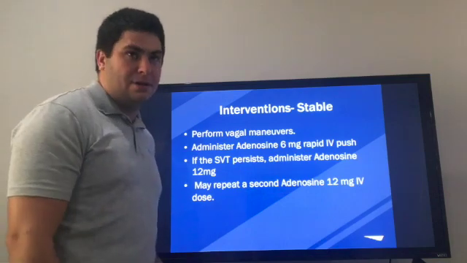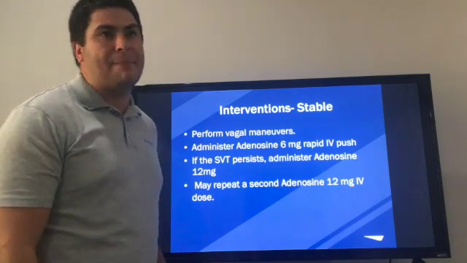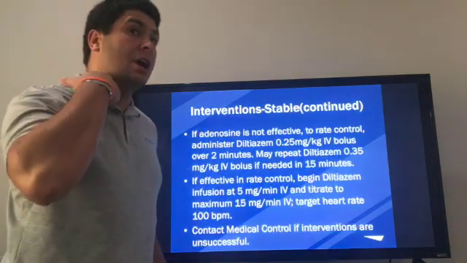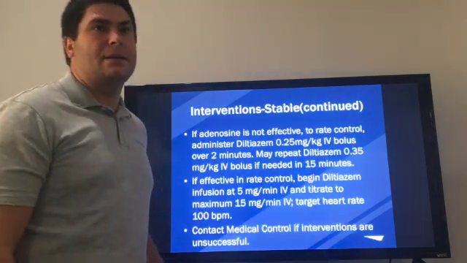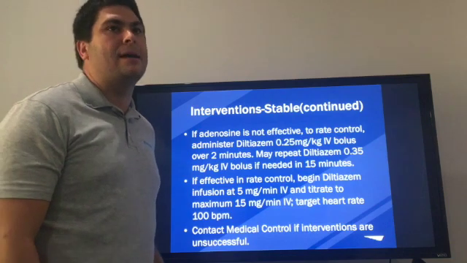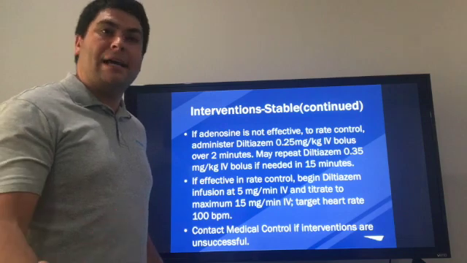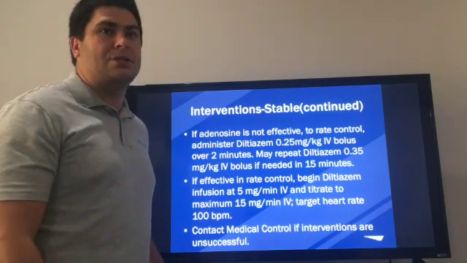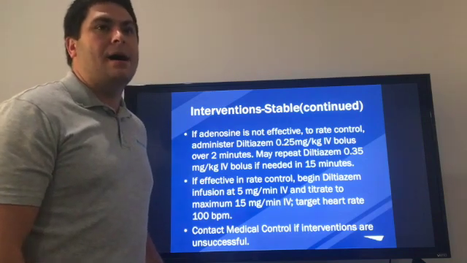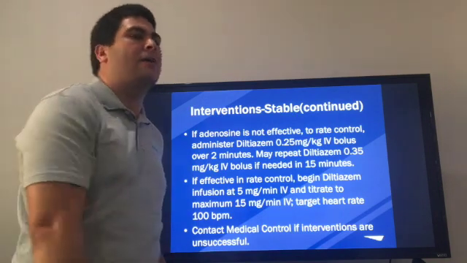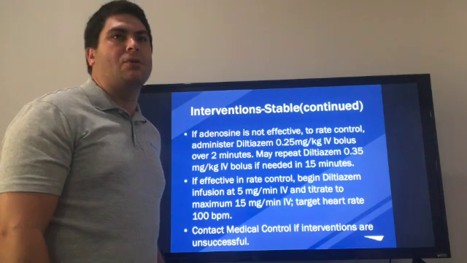Go from there to your standard 6 milligrams of adenosine, rapid IV push, then 12, then 12. If not effective, we're going to go to the diltiazem. Try the bolus at 0.25 mg per kg. If that doesn't work, go with 0.35. If you get some rate capture, but it comes back, then you start looking at the diltiazem drip. Again, if the diltiazem drip's not starting to show signs of getting to that target heart rate of 100 beats per minute, give med control a call.